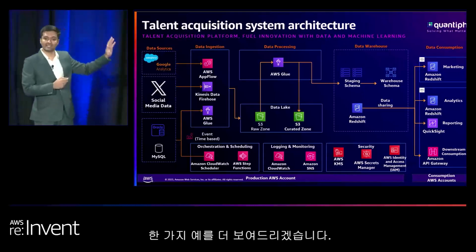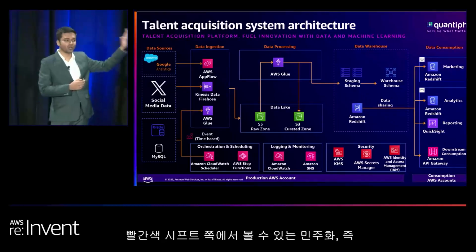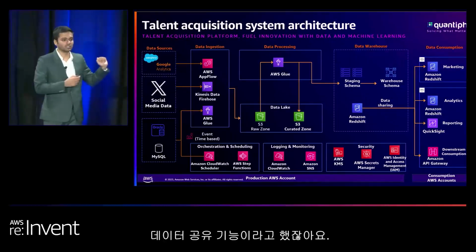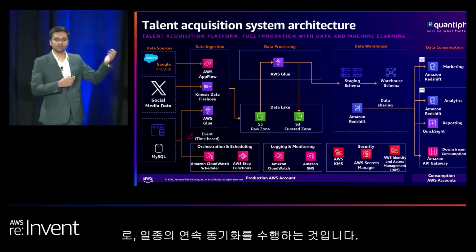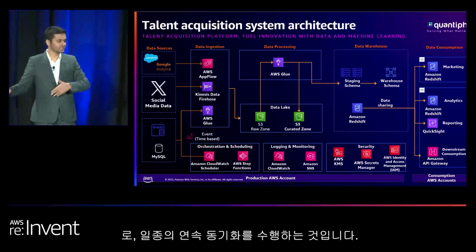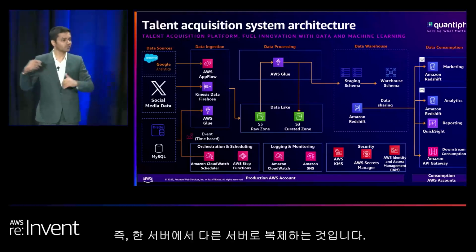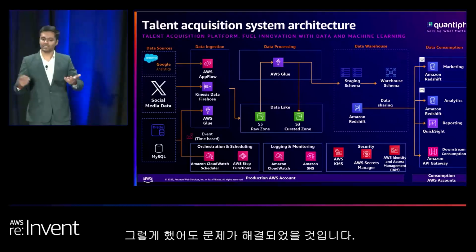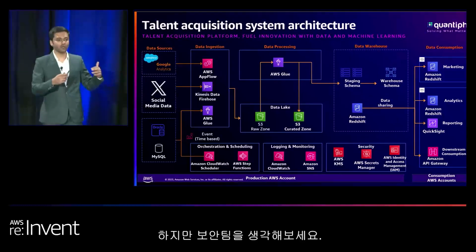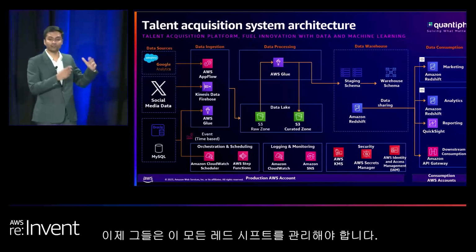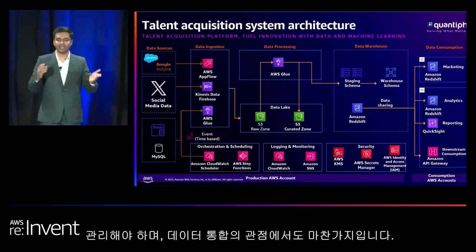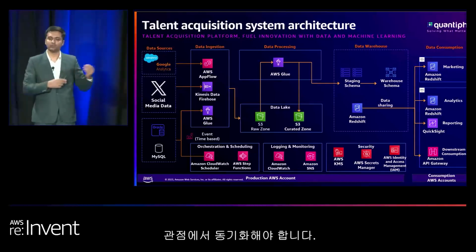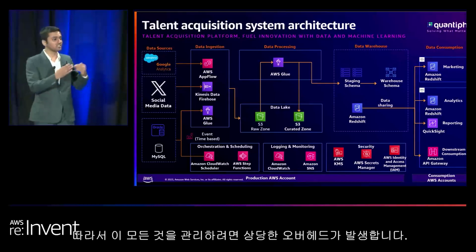Let me show you one more example, which you see on the Redshift side, right? The democratization, which I mentioned, the data sharing feature. If this data sharing feature were not available, the other option would be as simple as maybe some sort of continuous synchronization, in other words, replication from one server to another server. If I had done that, it would still solve the problem, but think of your security team. Now they have to manage all of these Redshift clusters from a security and DevOps standpoint, as well as from a data integration perspective, where you need to synchronize that. So it was quite a lot of overhead to manage all of this.